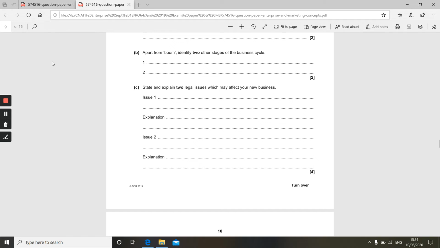Okay, moving down onto C. So here we are still looking at sort of the economic and legal impact. Think about 2 legal issues which may affect your business. So again, short answer questions here. 1 mark for the issue, 1 mark for the explanation, and you have to do it 2 times. So 2 legal issues that you as a new business may have to comply with. So it could be anything such as, I'll just give you one.